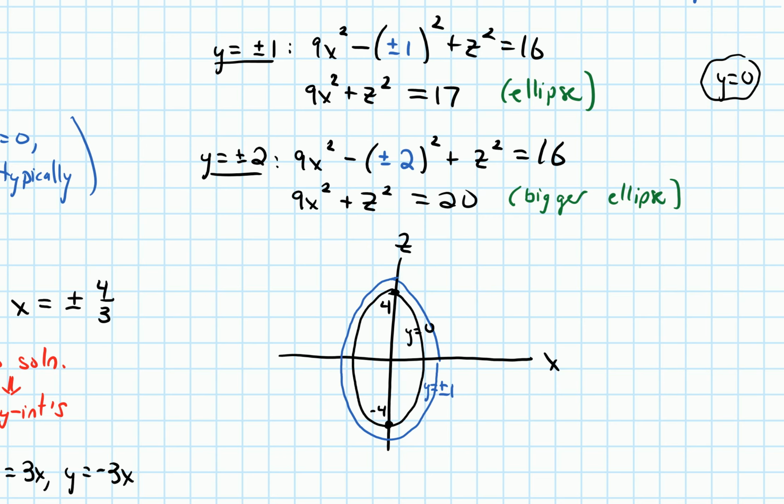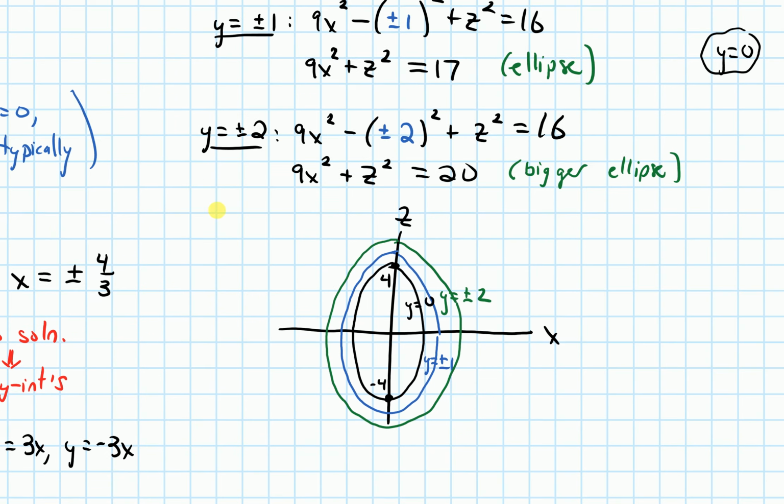And then from y equals plus or minus 2, we get an even bigger ellipse. So not that much bigger, but still bigger nonetheless. So here is our next ellipse, a slightly bigger one. And this is the one that we get from y equals plus or minus 2.